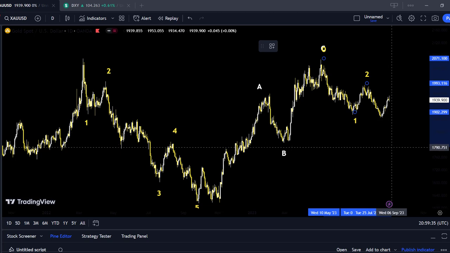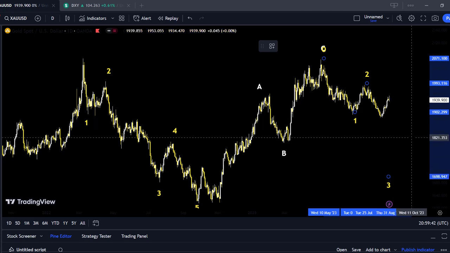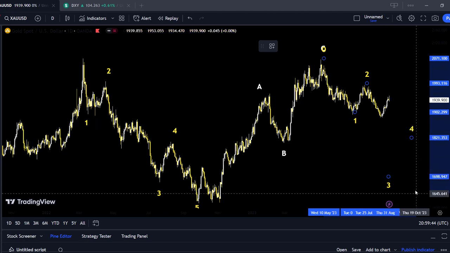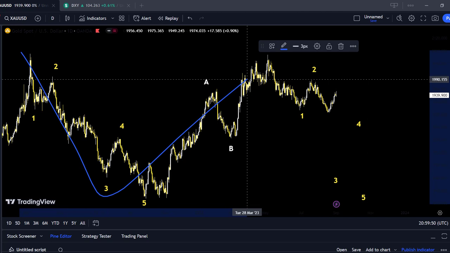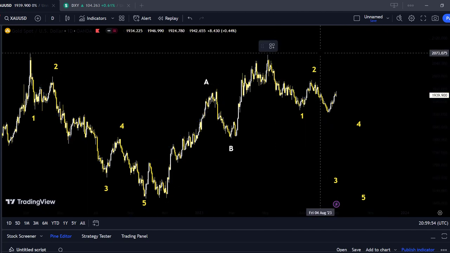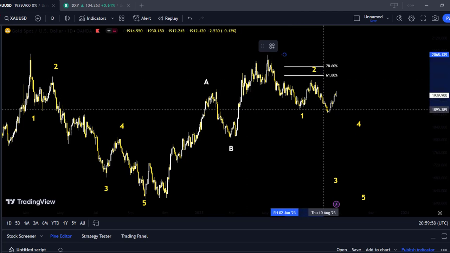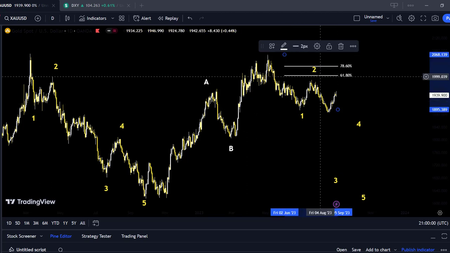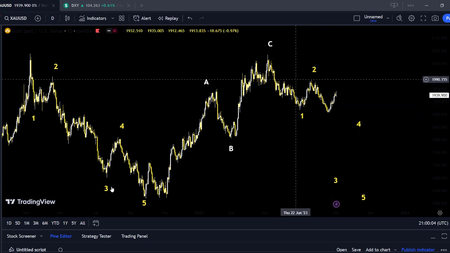Let me show you where it has made it. So according to me, it's going to make a third wave, and then fourth, and something like this. So we have our impulse, correction, and the impulse. Let's take the retracement level of the first wave. It's somewhere around 50%, so it has completed its second wave somewhere around 50%.